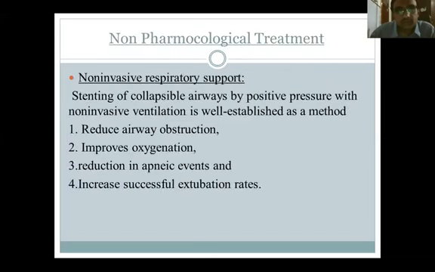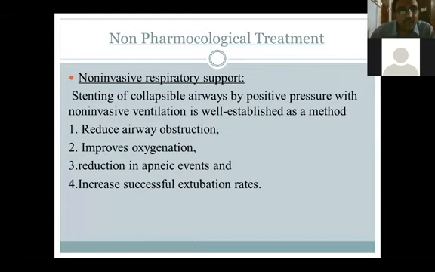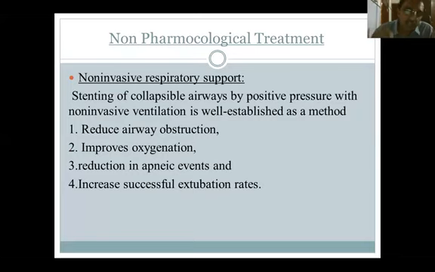Then there is the non-pharmacological treatment. The non-invasive respiratory support, I think everyone knows. How does it help? It helps in stenting the collapsible airways. By doing that, it reduces airway obstruction, therefore obstructive apnea is prevented, and it improves oxygenation, as impaired saturation is one of the etiologies of apnea of prematurity. This in turn results in a reduction in apneic episodes and extubation failure rates. There are a lot of studies showing that if you put the baby on any non-invasive method after extubation, the success of extubation is high.